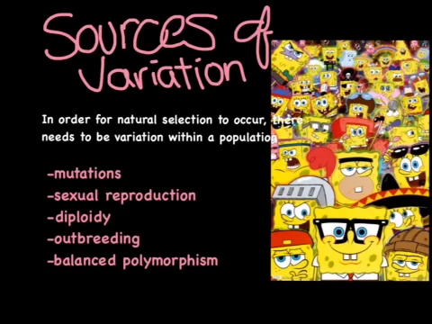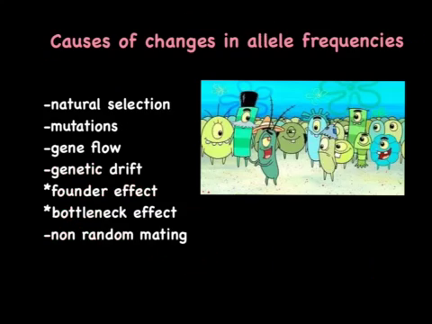In order for natural selection to occur, there needs to be variation within a population. And the sources of variation are mutations, which are the raw material behind variation, sexual reproduction, diploidy, outbreeding, and finally, balanced polymorphism. With the study of genetics, it became evident that other factors can cause changes in allele frequencies along with natural selection. But first, natural selection is a cause of change. So are mutations, gene flow, genetic drift, such as the founder effect and bottleneck effect, and also non-random mating, such as inbreeding and sexual selection.